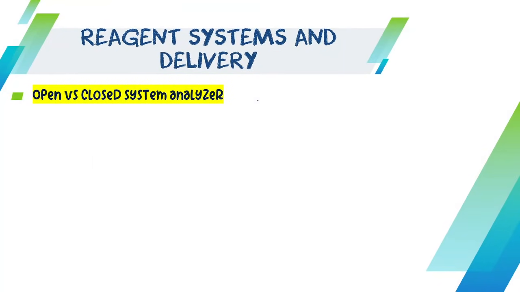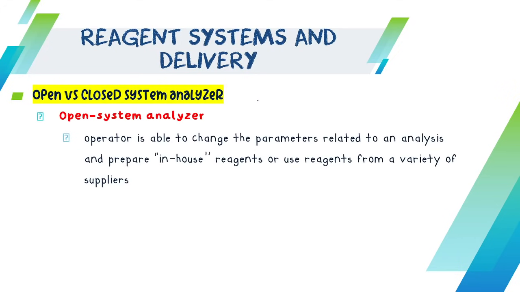Next is your reagent systems and delivery. In terms of your reagent system and reagent delivery, we have two types: your open and closed system analyzer. So what are these two? For your open system analyzer, the operator is able to change the parameters related to an analysis and prepare in-house reagents or use reagents from a variety of suppliers. Your open system analyzer is very flexible and adapts readily to new methods and analytes.